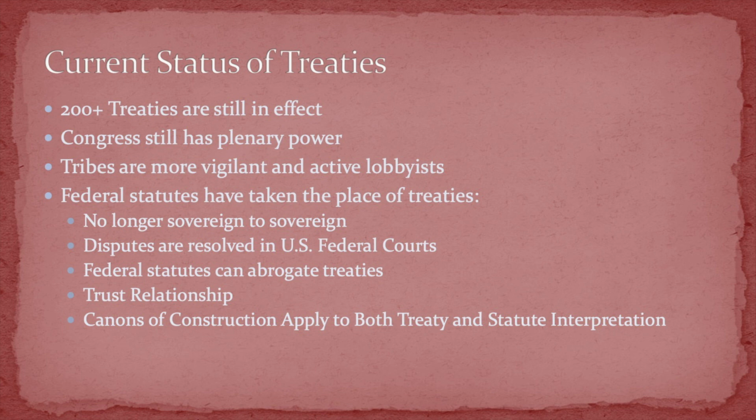So as of right now, over 200 treaties are still in effect. Now they've changed. Congress still has plenary power, and tribes are more vigilant than ever with their rights, right? They are expert lobbyists now. Federal statutes have taken the place of treaties. They are no longer sovereign to sovereign, not really anymore.